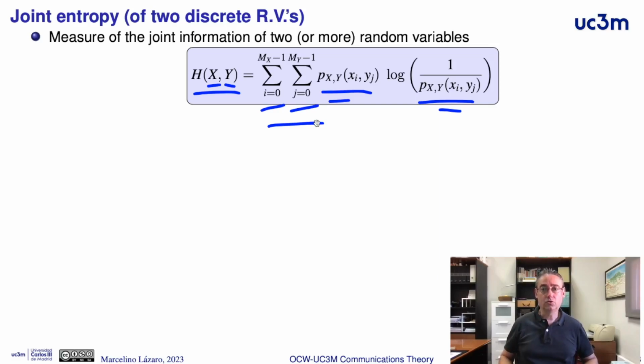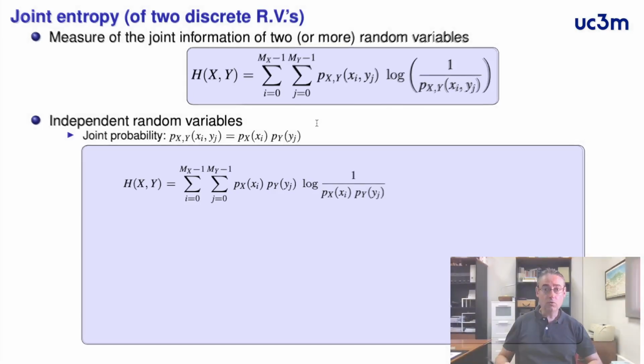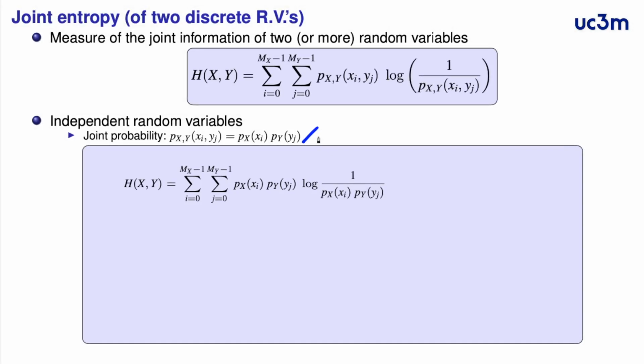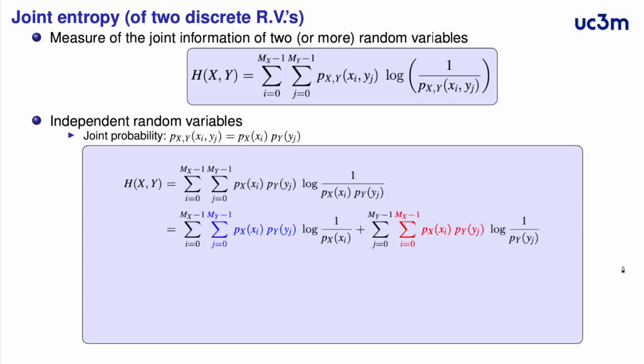If we have two independent random variables, now the joint probability can be written as the product of the marginal probabilities of x and y. If we replace these joint probabilities by this product of the marginal probabilities, then we can replace the logarithm of the product by the logarithm of 1 divided by p(x) and the logarithm of 1 divided by p(y), just taking into account the properties of the logarithm. If we have a product there, we have an addition of the logarithms.